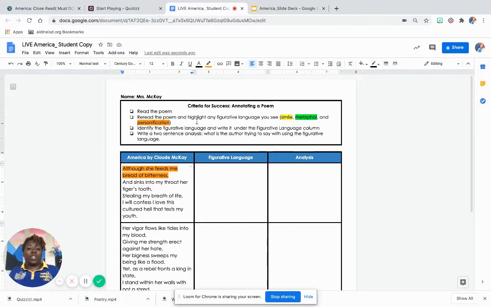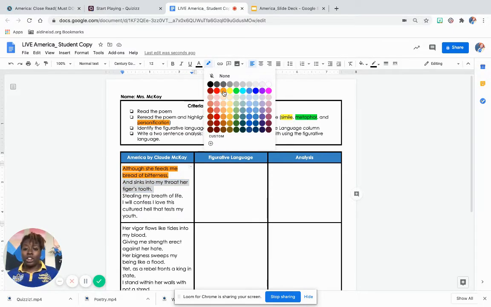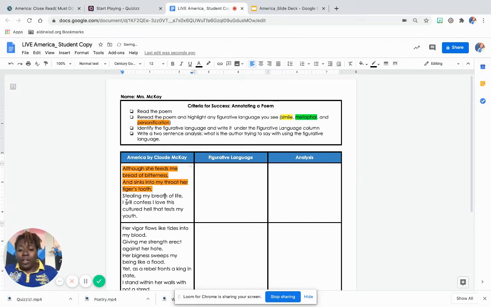Okay, so does America have tiger teeth? Do you see teeth on America some type of way where it can actually bite, sink into your throat? No. That is again personification. So I'm going to highlight that in orange. And then under here, "still in my breath of life." I don't see anything else that can qualify as figurative language. This is some literal stuff. Oh, no, before I go, I'm sorry, that is not literal.